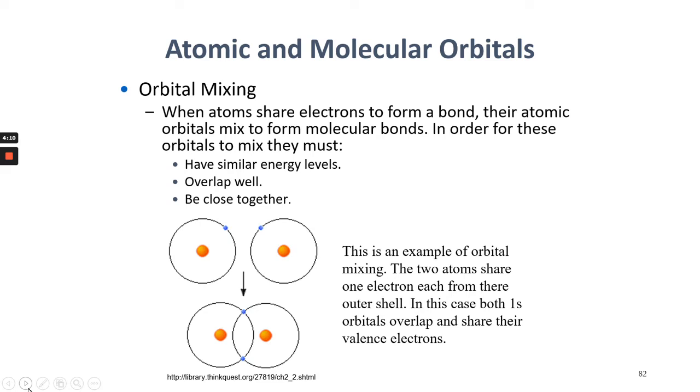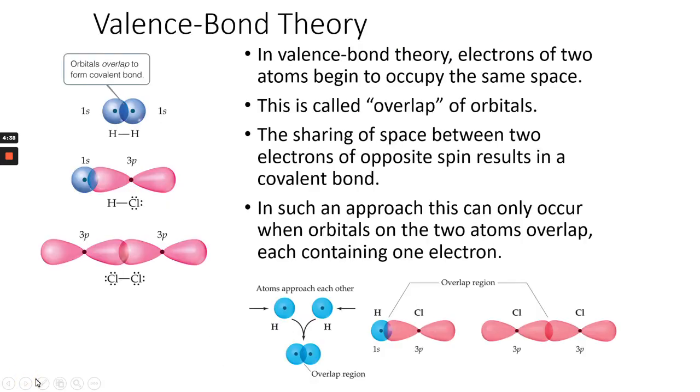So what happens when we are mixing these atomic and molecular orbitals? When atoms share electrons to form a bond, their atomic orbitals will mix to form molecular orbitals. In order for these orbitals to mix, they must have similar energies, they must overlap, and they must be close together. So here's an example. As you're bringing them together, they're overlapping, they have similar energies, they're close enough together, you get this overlapping and you form a covalent bond.